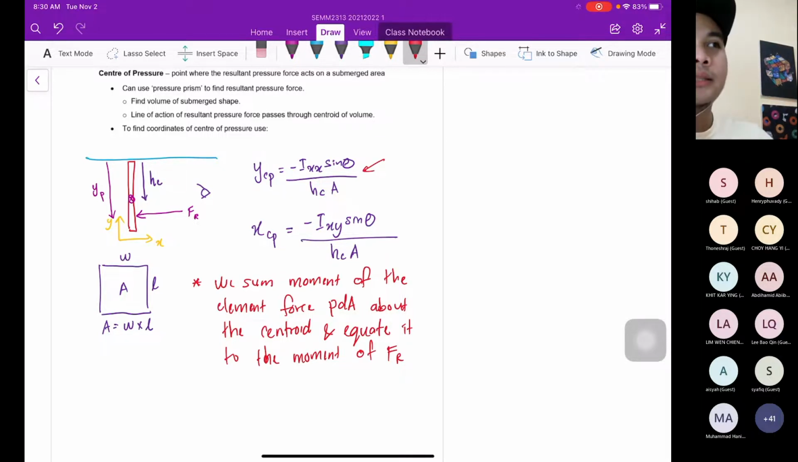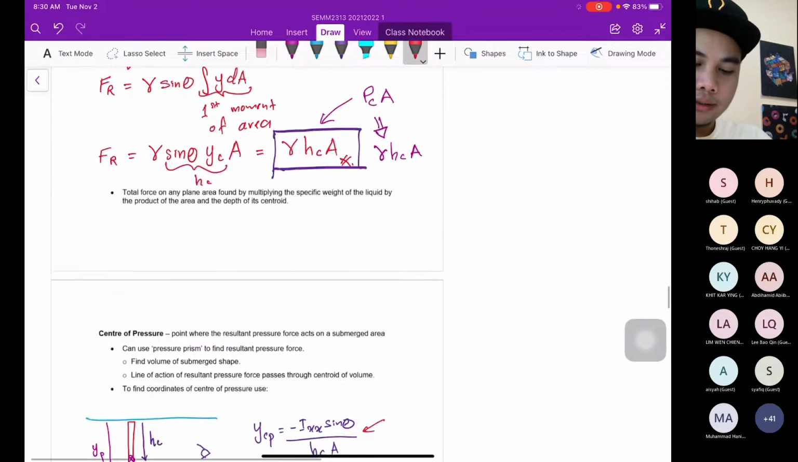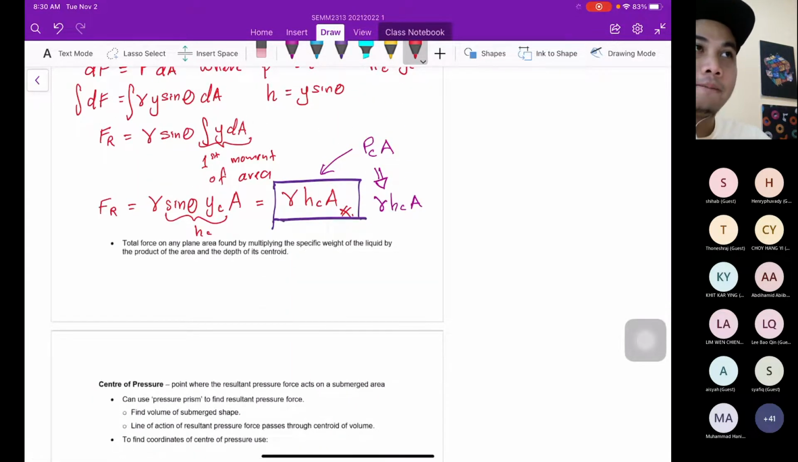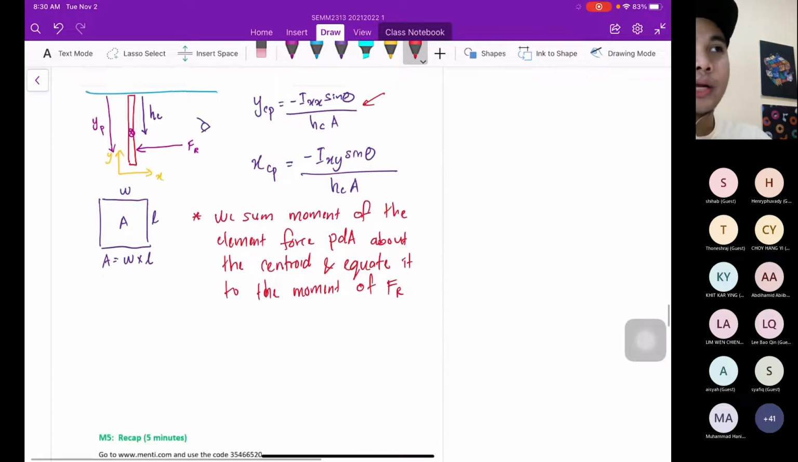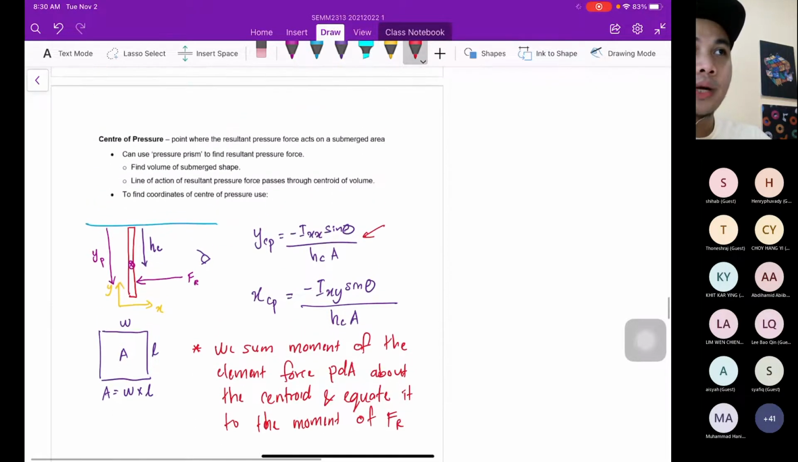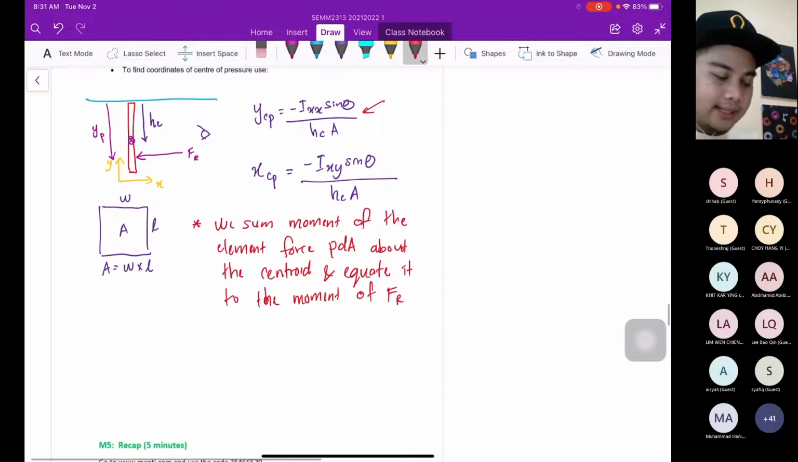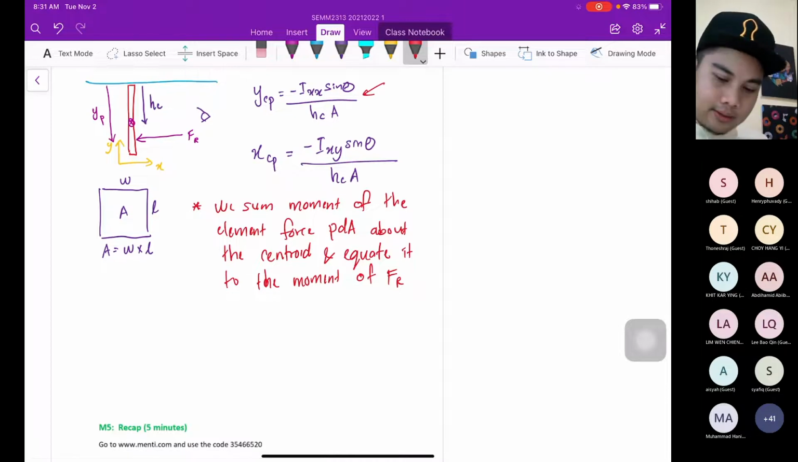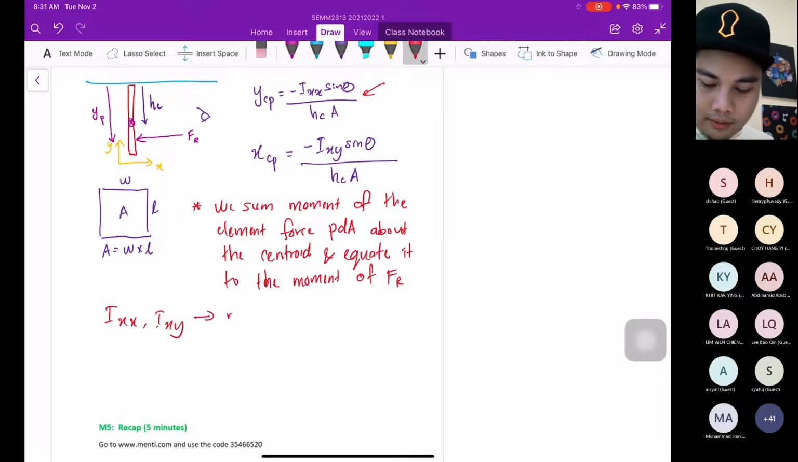First, there are two things you need to remember. To calculate the resultant force, it is gamma HCA. To find the location of the resultant force, YCP equals negative IXX sine theta over HCA. IXX or IXY, you can refer to the table.